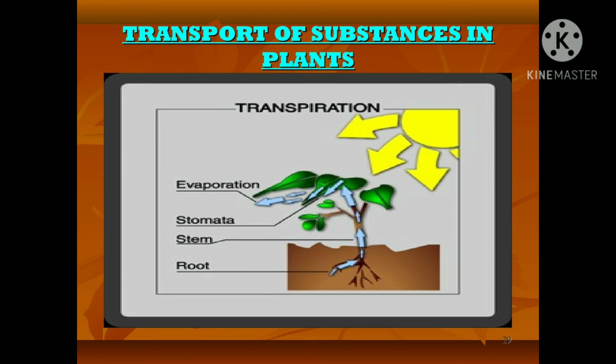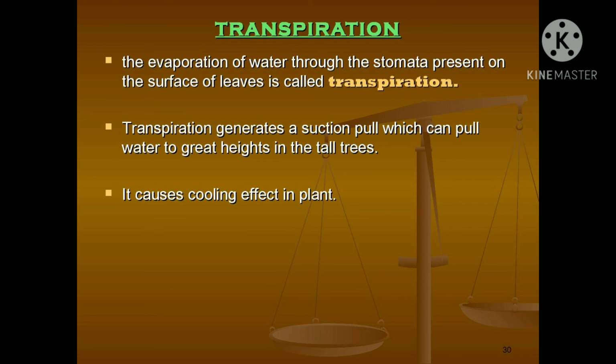This is the process of transpiration done in plants. Transpiration is nothing but the evaporation of water. We can define transpiration as the evaporation of water through the stomata present on the surface of leaves. Transpiration generally generates a suction pull which can pull water to great heights in tall trees. It also causes a cooling effect in plants.